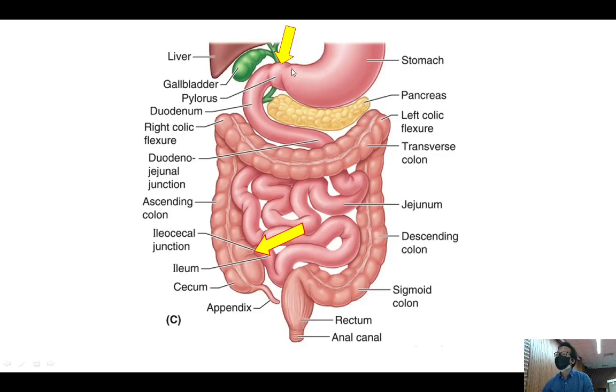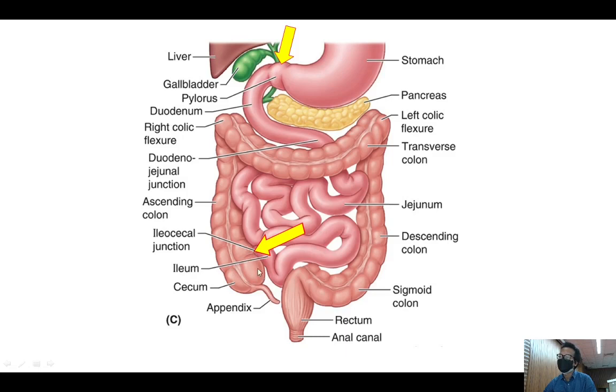Then we have this is lesser curvature, greater curvature of the stomach. You have pylorus around this area. Then from here you have the duodenum. From the duodenum, then you'll have a jejunum, and towards the end of the small intestine we'll have an ileum. So when we say small intestine, it starts from pylorus, from here, the yellow marked area, from pylorus to the ileocecal junction, which is a junction of ileum and cecum.